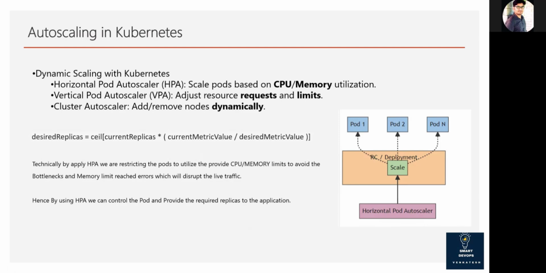So horizontal, as I said, will be pod based, and if you go with the vertical pod autoscaler, it will be node level details and all. And cluster autoscaler, if you apply, will dynamically add and remove the nodes.